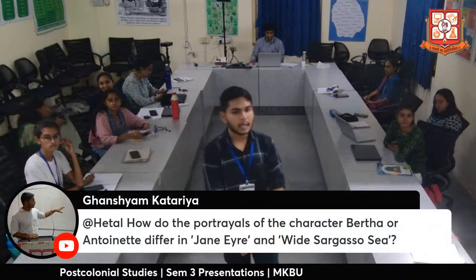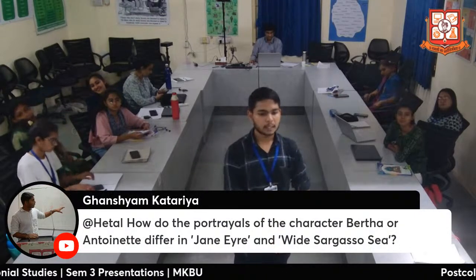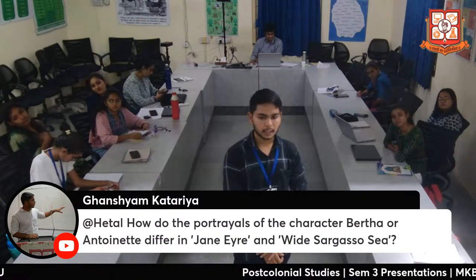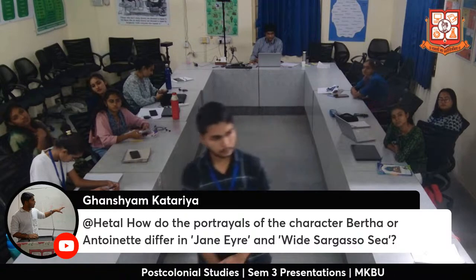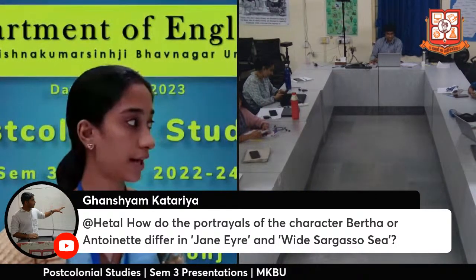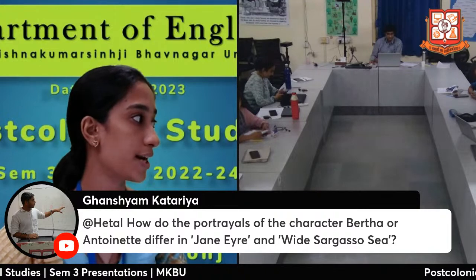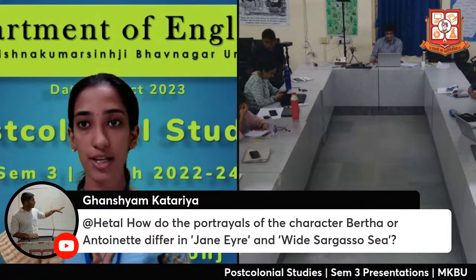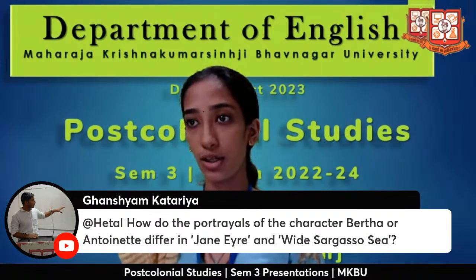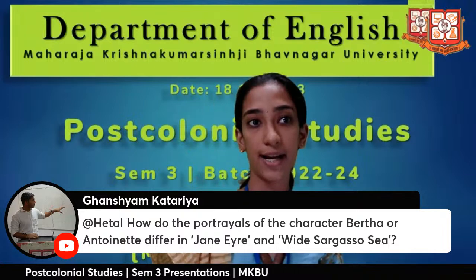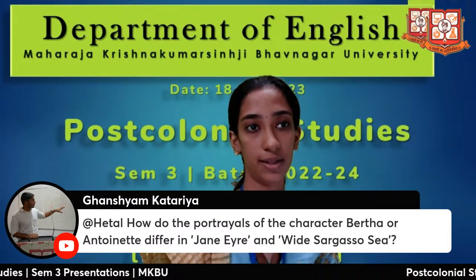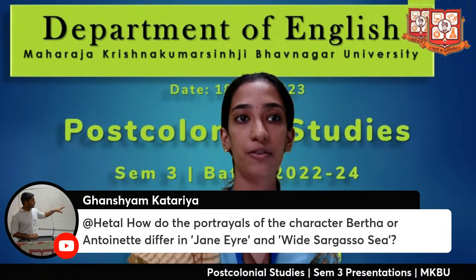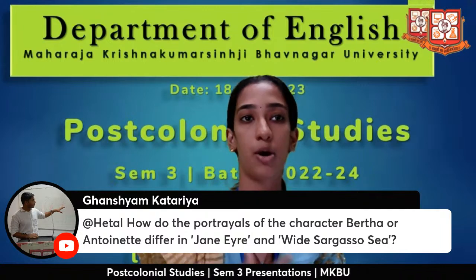Hetal, my question is how the character of Bertha or Antoinette differs in both of the works, Jane Eyre and Wide Sargasso Sea. Okay, so the portrayals of Bertha and Antoinette are different in Jane Eyre and Wide Sargasso Sea. In the novel Wide Sargasso Sea, her childhood period is shown, where she belonged, and what happened in her childhood, and about her mother and her stepbrother.